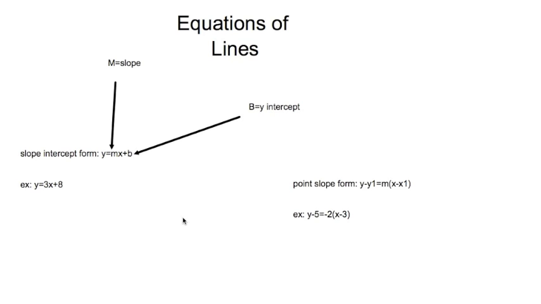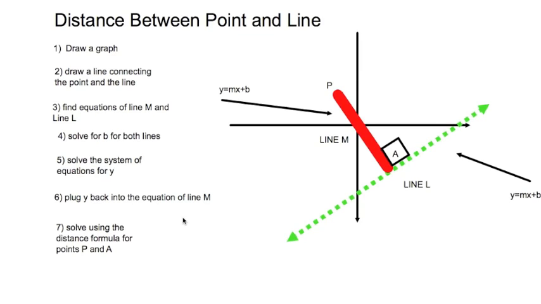Distance between the point and the line. This is the hardest lesson in the chapter, and in order to do it, you have to do several steps. First step is to draw a graph, like I did here, and after you draw the graph, you're supposed to draw a line connecting line L, in this case, to the point, which is P. And once you've done that, you're going to find the equations of both the lines in slope-intercept form, as you can see here indicated by y = mx + b.